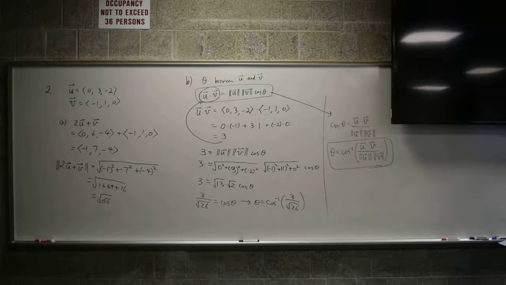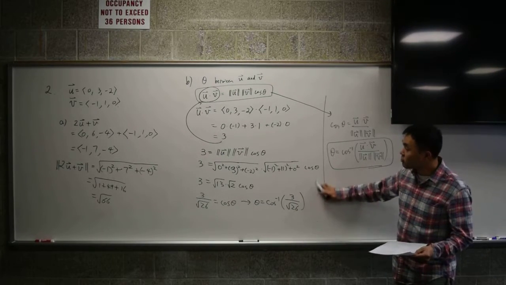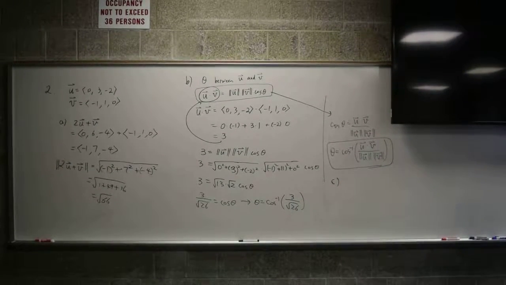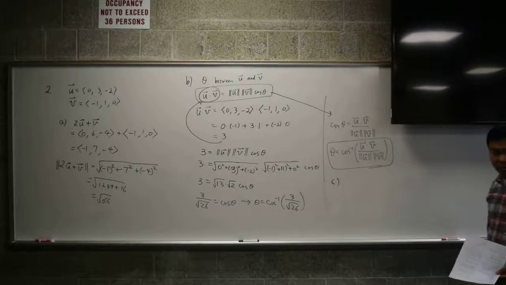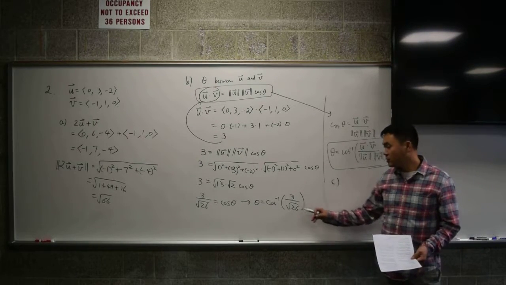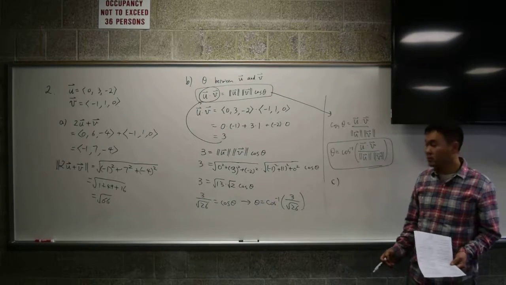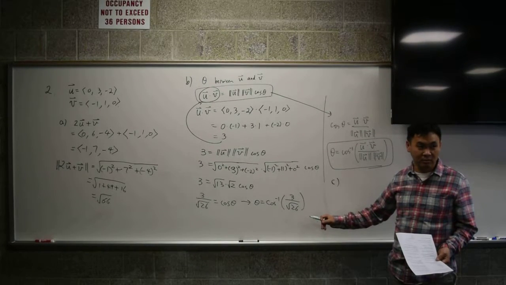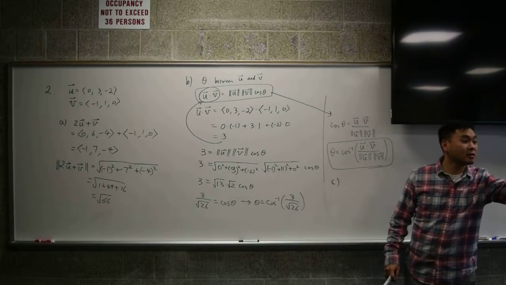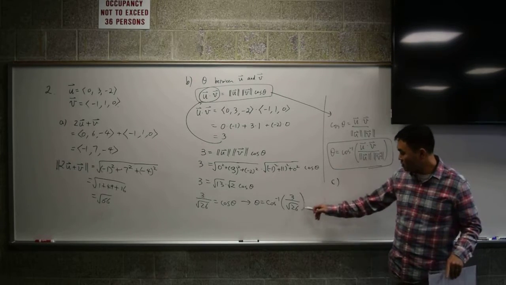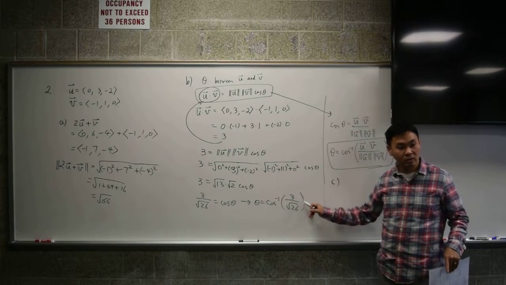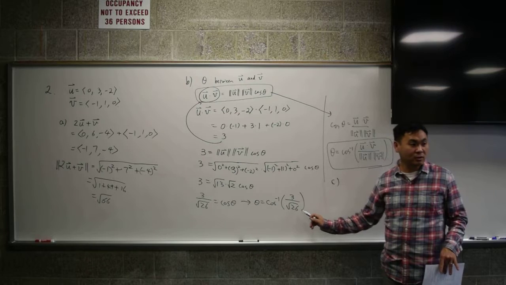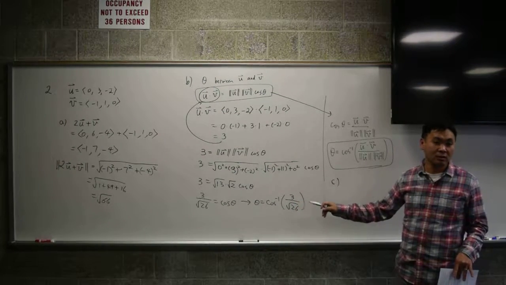Okay. Now, seeing this, question C asks, is this angle less than 90 degrees, exactly 90 degrees, or more than 90 degrees? Less than. How do you know that? Is 3 divided by square root of 26 less than 0 or more than 0? It's positive. There's no negative sign, right? Okay. If this is positive, then you know that the angle is less than 90 degrees.